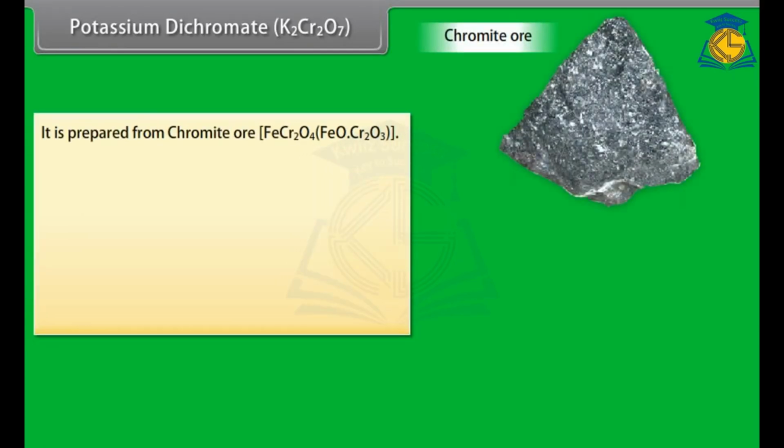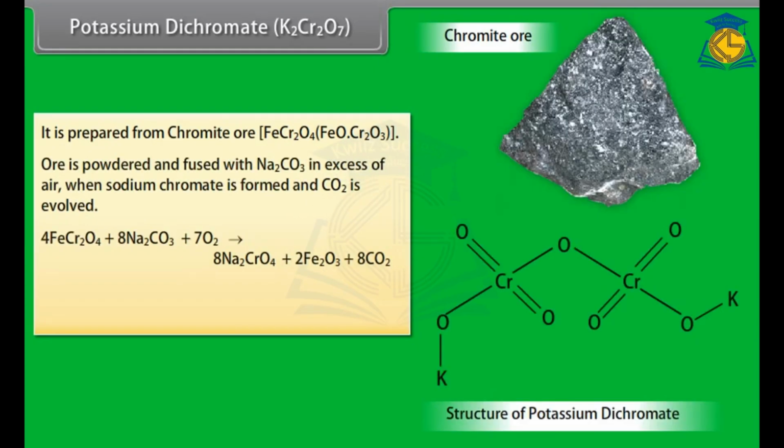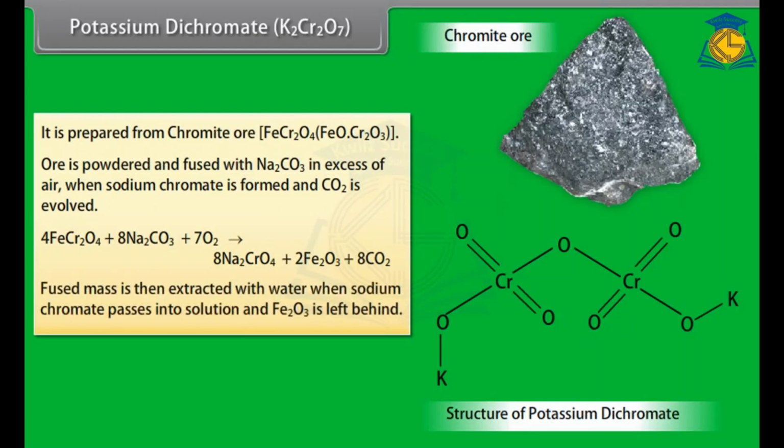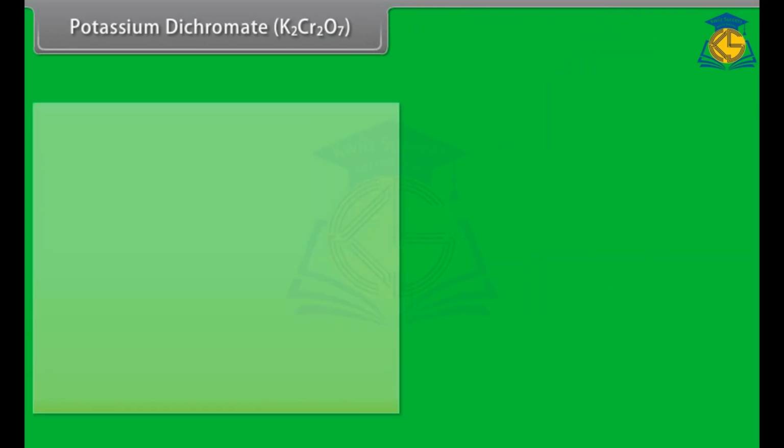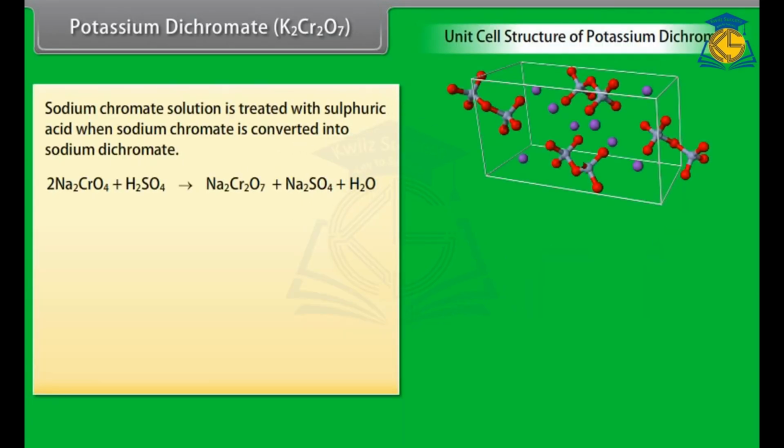Potassium dichromate, K2Cr2O7. It is prepared from chromite ore. The ore is powdered and fused with Na2CO3 in excess of air, when sodium chromate is formed and CO2 is evolved. The fused mass is then extracted with water, when sodium chromate, being soluble in water, passes into solution and Fe2O3 is left behind. The sodium chromate solution is treated with sulfuric acid, when sodium chromate is converted into sodium dichromate.